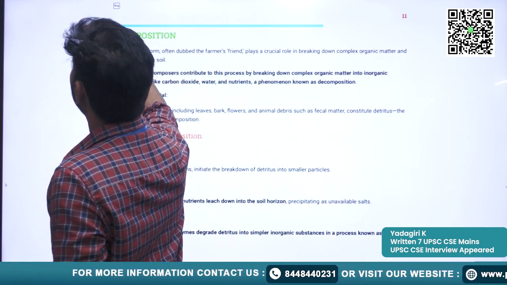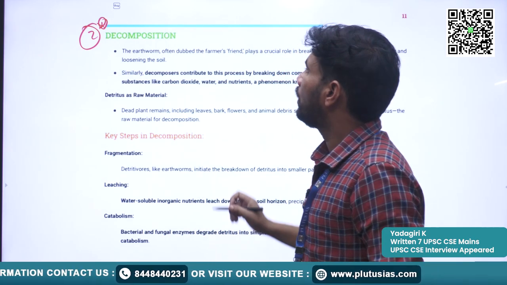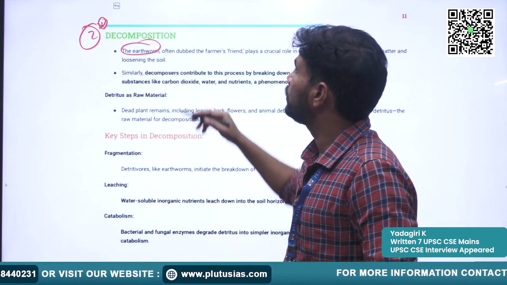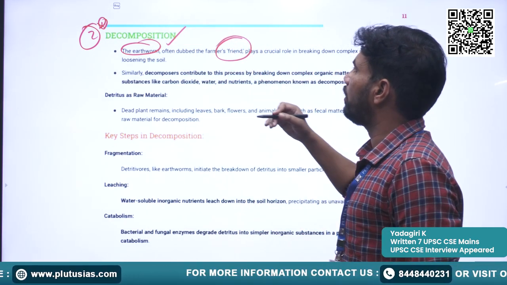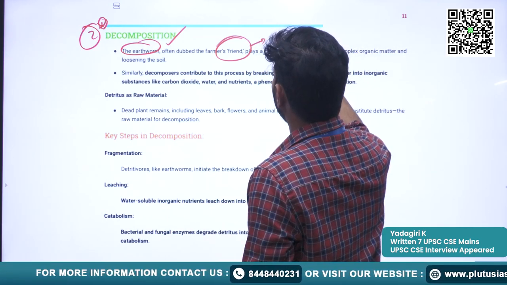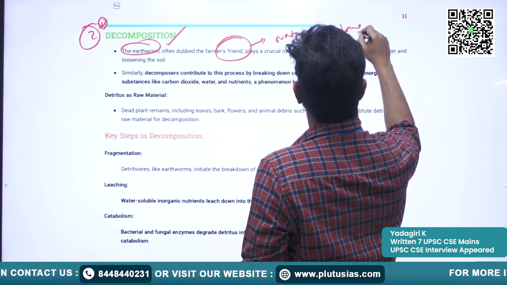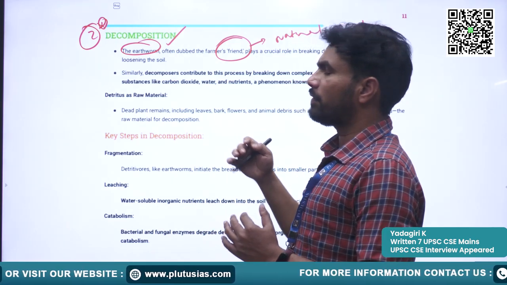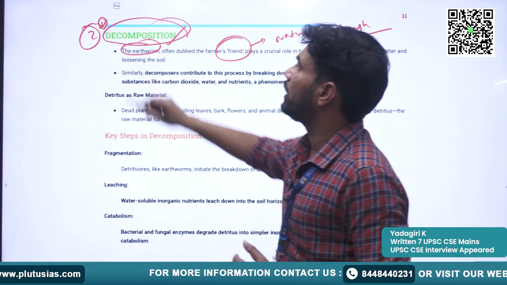Now we will understand the second aspect, decomposition. This is also a very, very important aspect. Try to remember the points here also. We will try to understand this with an example. The earthworm is often dubbed the farmer's friend. It is also known as the natural plow, because it plays an important role in the decomposition of organic material.